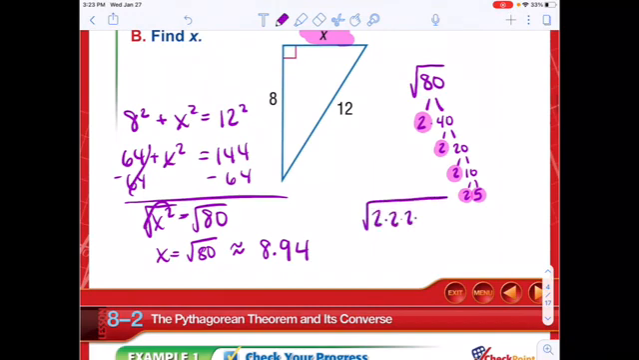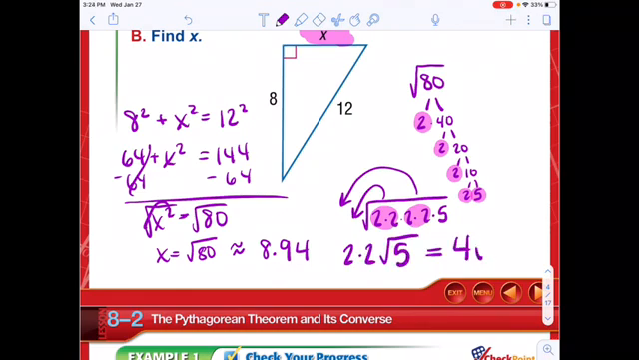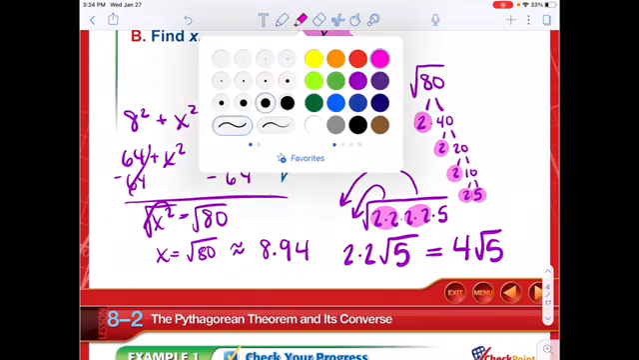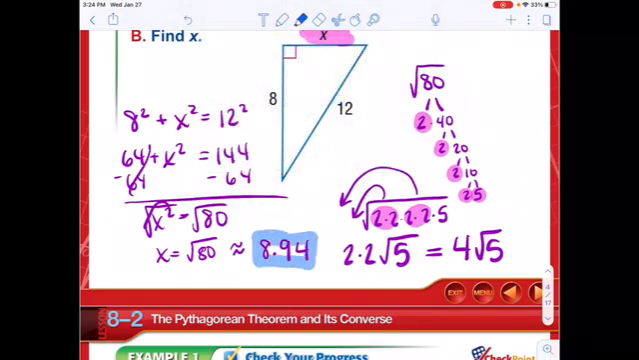Because this is a square root, we are looking for groups of 2's, or groups of 2 numbers, not just specifically the number 2, but groups that have 2 numbers, so there's 2 of them. So we have 2 times 2, root 5. So this is 4 root 5. Now 4 root 5 is actually equivalent to 8.94. These are both the same. It just depends on how it asks for the answer to be written to which one you need to write. Okay?